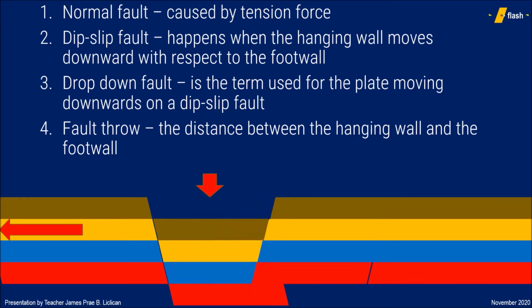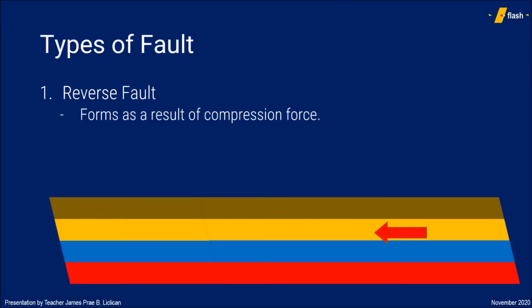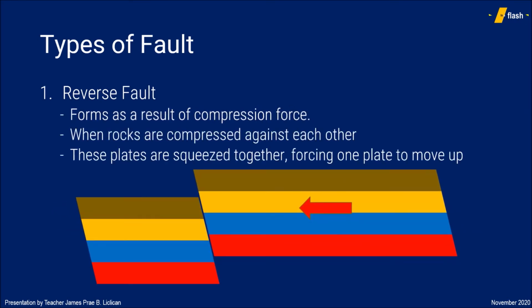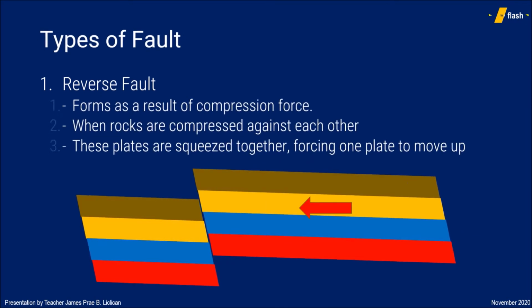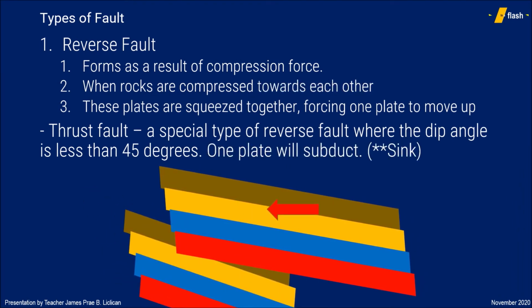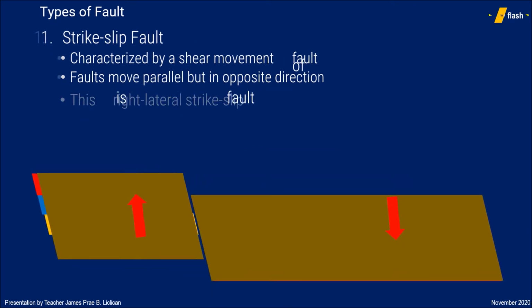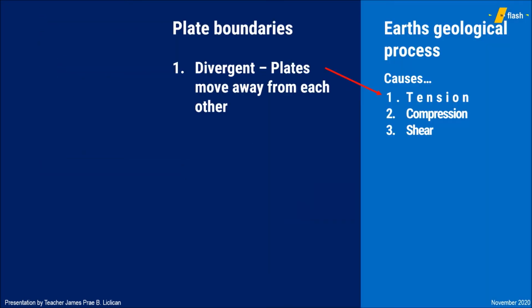The second one is called a reverse fault. It occurs when a land structure would appear to be raised higher than its original position. The fold-up structure is a result of two plates squeezing against each other. When a fault is formed by a shear movement, the plates would form a strike-slip fault.